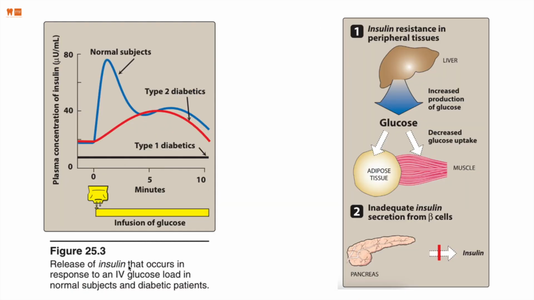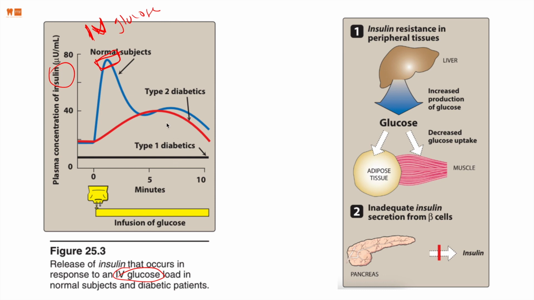Moving on, the release of insulin that occurs in response to IV glucose in normal patients and diabetic patients. The blue line is normal, the red line is diabetic. In a normal patient, when you give IV glucose, the plasma concentration of insulin spikes up very, very high. Very high, right? Normal people.